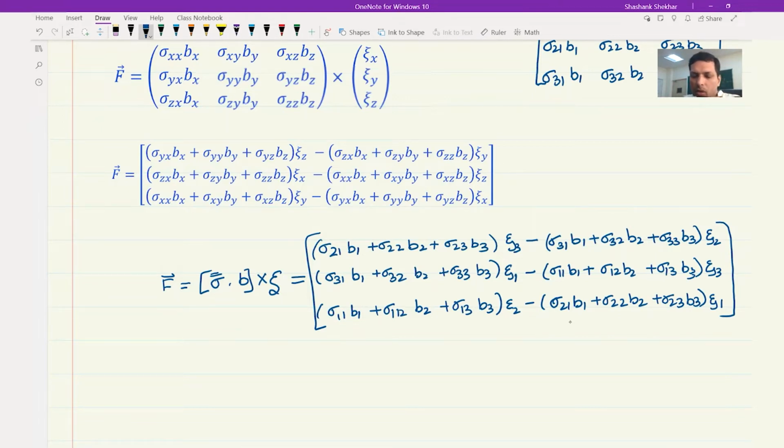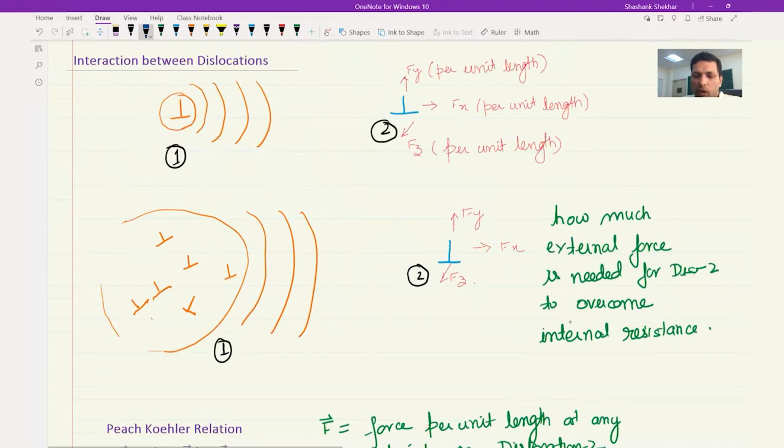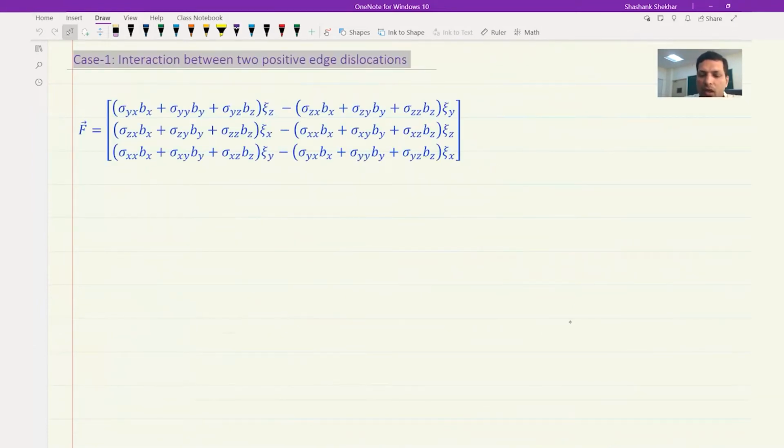So to be able to appreciate this better, we will go through some case studies. So let's look at case study number 1. What is this case study? Here we are looking at the interaction between 2 positive edge dislocations.